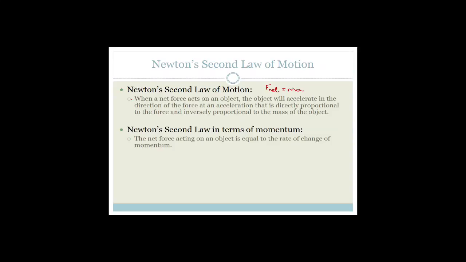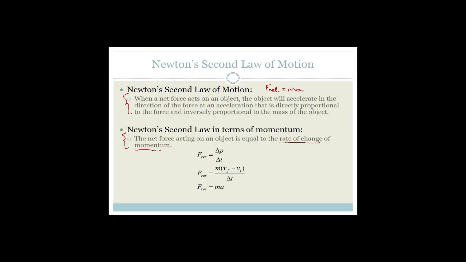Now you have to be careful, grade 12s. If they ask you to state Newton's second law of motion, you have to state this. If they ask you to state Newton's second law in terms of momentum, you have to write this. If you write the wrong one, you don't get the marks. You have to get it right. So what does it say? It says the net force acting on an object is equal to the rate of change of momentum. So what is it saying? It's saying that F res, the net force, resultant force, is equal to the rate of change of momentum.